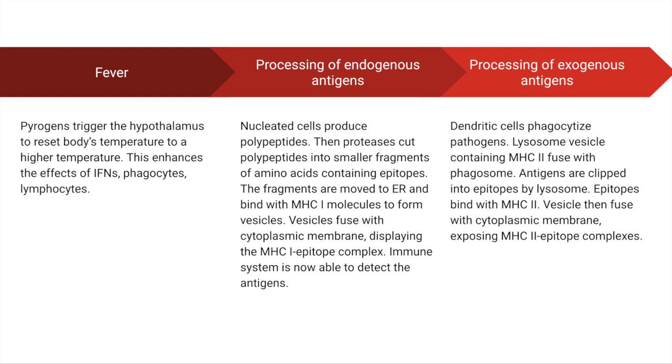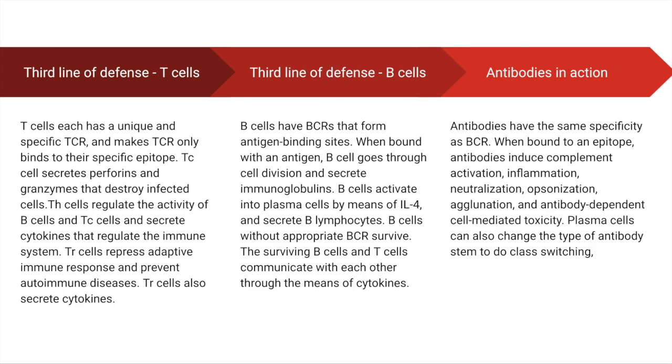After the antigens have been processed, we can say that the third line of defense has officially commenced. The third line of defense involves several cells such as T cells and B cells. The T cells each have a unique and specific TCR, or T cell receptor, and this makes the TCR only bind to their specific epitope.